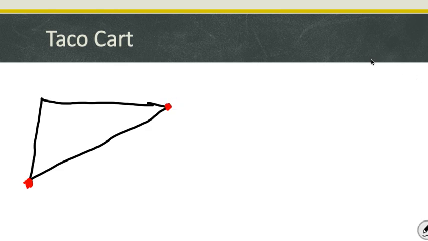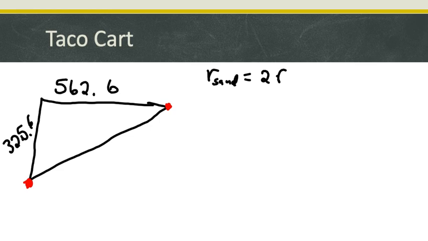So we know that this side over here was 325.6, and the top part was 562.6. Again, like I said, we know that the rate in the sand was 2 feet per second. I'm just going to write all this information out here, and I'm going to call this the walkway. The rate on the walkway was 5 feet per second.